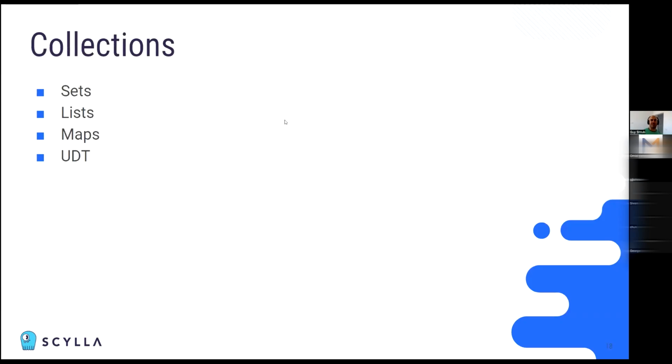Other than that, we have support for collections. So again, what you would expect: we support sets, lists, maps, and user-defined types as well. I'm not going to get into that, but think in terms of data modeling. Say we have a person, and that person might have multiple phone numbers or multiple email addresses, then we might be using collections to store that.